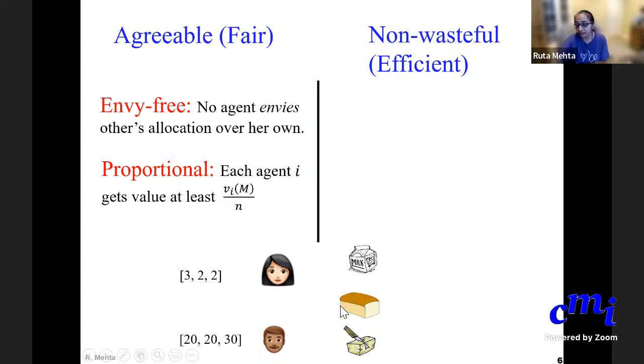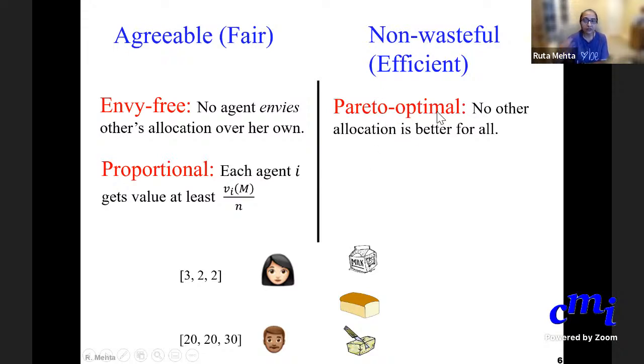Do you see why? Or is it going to be proportional? Sorry, in this example, 4 plus 3 is 7, and they're going to get half. So yeah, this is also proportional in this case. But if there was one more agent, I could create an example where just doing this naive equal distribution is not proportional.